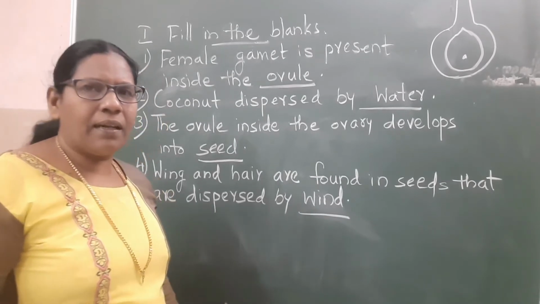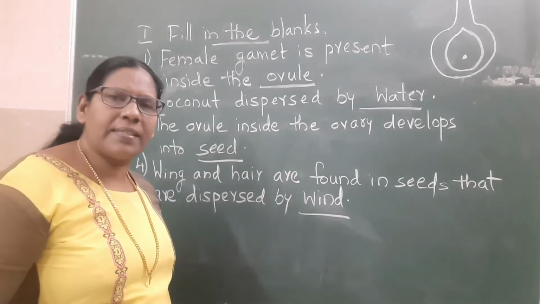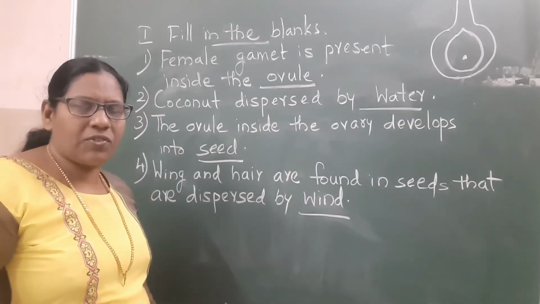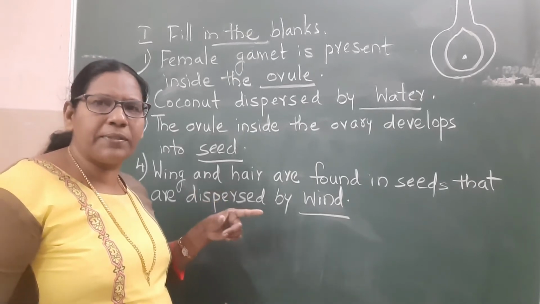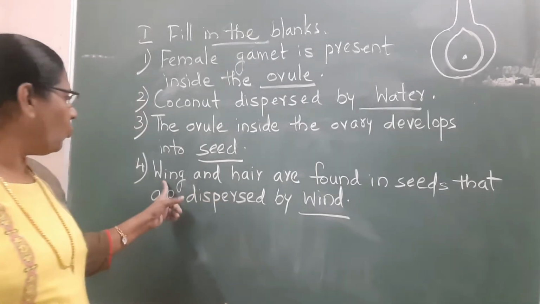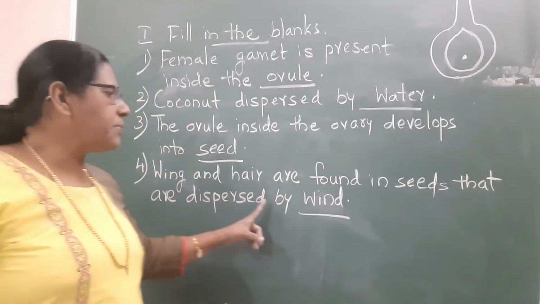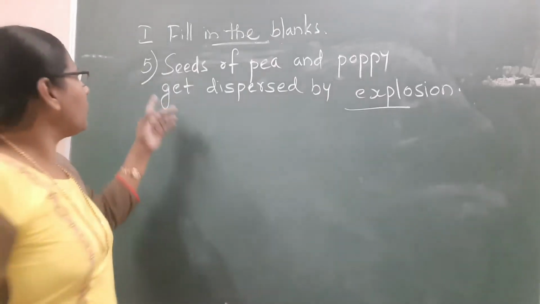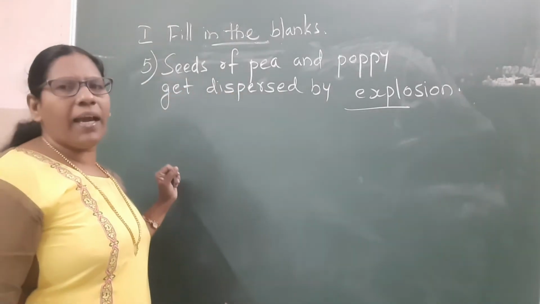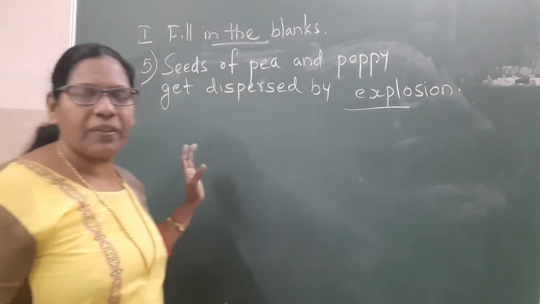Seed dispersal by wind. In that we learned these seeds have wing-like structures or hair on them. So this will help them to disperse by wind. So wings and hair are found in seeds that are dispersed by wind. Answer is wind.